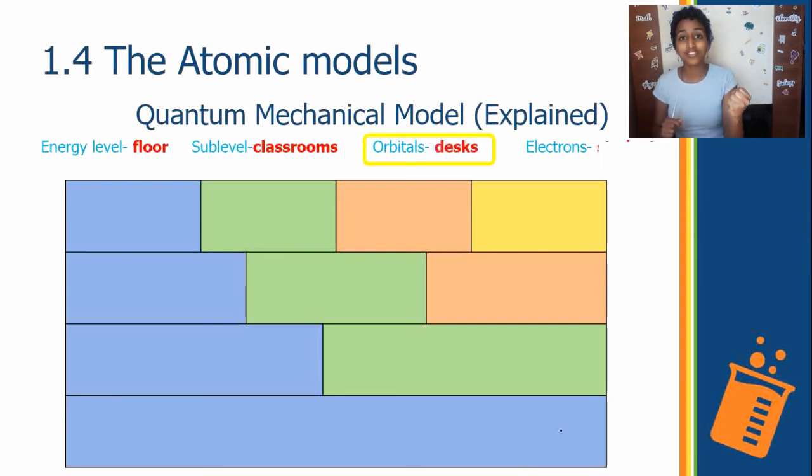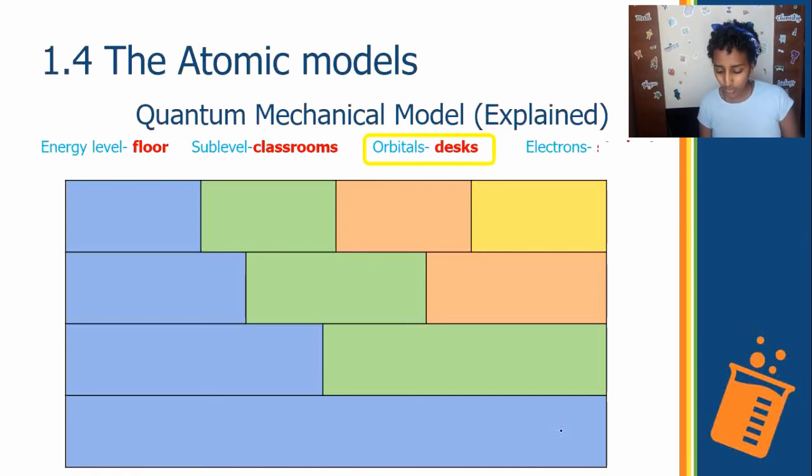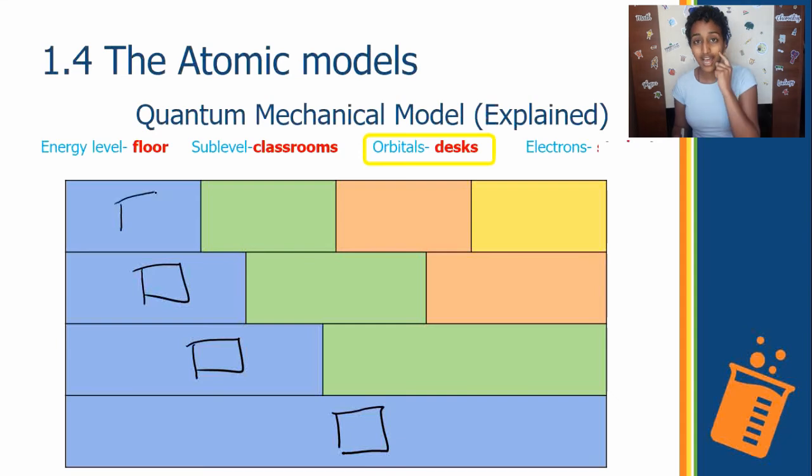Now, think of orbitals as desks in the classroom. Each classroom can only hold a specific number of desks. The blue classroom, or the S classroom, can only hold 1 desk. So all blue classrooms can only hold 1 desk. Remember, consider desks as orbitals.